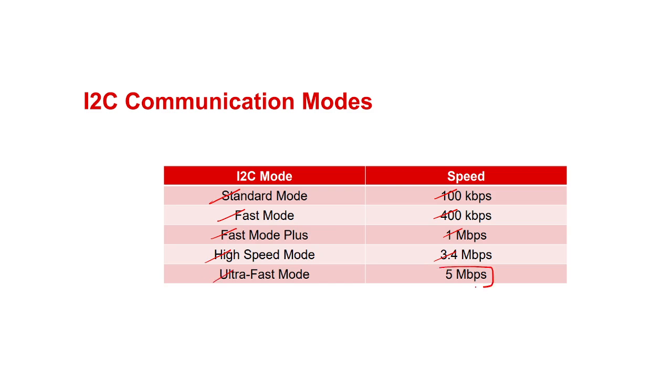ultra fast mode is 5 Mbps. If you compare SPI and I2C, SPI has four lines: MISO, MOSI, clock and chip select. Using this serial peripheral interface, we can send data at 10 Mbps. Compared to SPI, I2C is slower. The maximum data rate it can support is 5 Mbps in ultra fast mode. So these are the I2C communication modes.